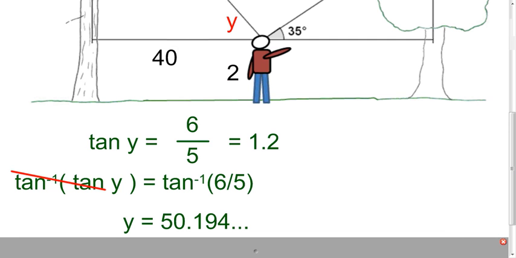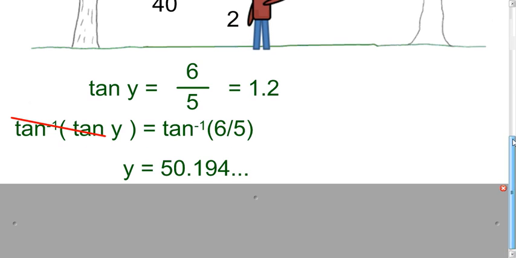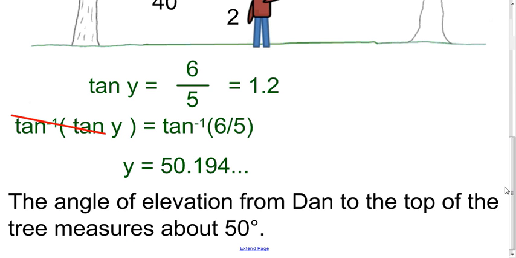That's from the calculator. So to do the inverse trigonometric functions here, you press second, and then the button for it. So there we have it, inverse tangent. And you can put 6 over 5 or 1.2 in there, and it outputs our angle measurement. So if we round to the nearest degree, we have about 50 degrees.